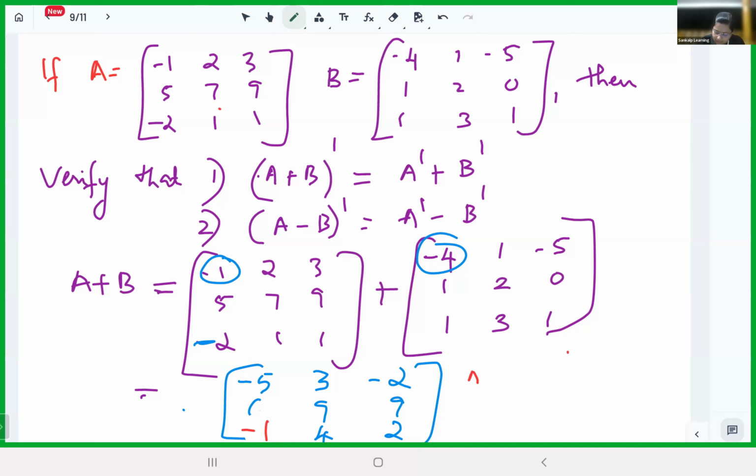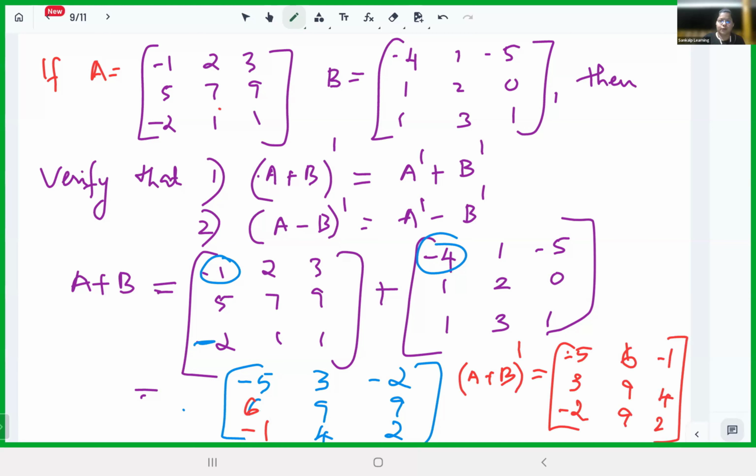And what about A plus B, the whole transpose? What is the transpose of this particular matrix? You have to rearrange the rows as columns, right? So the first row, minus 5, 3, 2 will become the first column of this matrix. Now the second row is 6, 9, 9. And then minus 1, 4, 2. So this is our A plus B, the whole transpose.